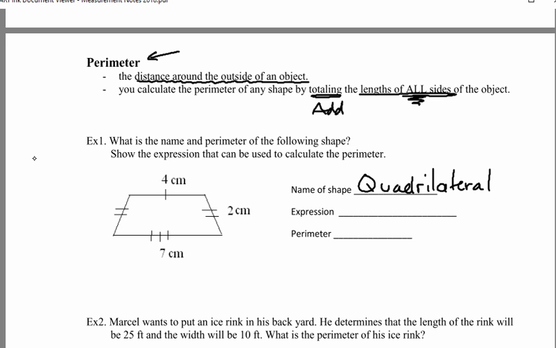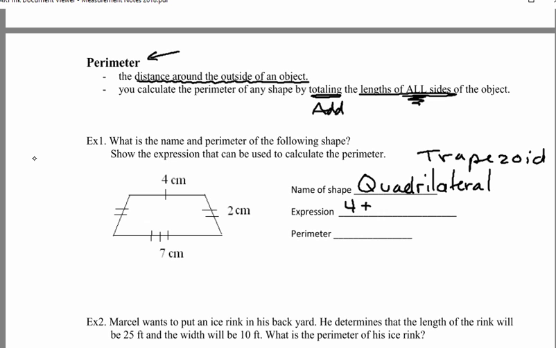However, more specifically, this is a trapezoid. You should be familiar with the trapezoid. If I want to get the perimeter of it, I want to add up all the sides. Well, there's 2 ways to write the expression. One way is to add up all the sides.